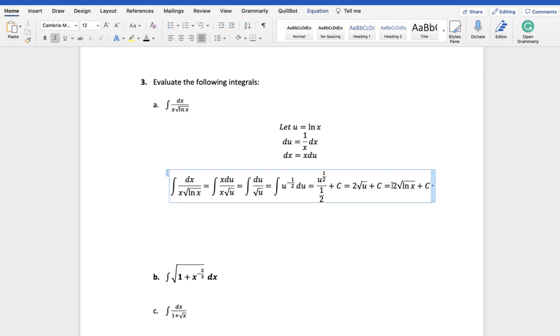With integration problems, the way you know you got the right answer is you should try to differentiate your answer and see if you get back the original function, 1 over x root ln x. If you do, then you know you did a good integration. So, any questions here? If you don't have one, I will ask you one.